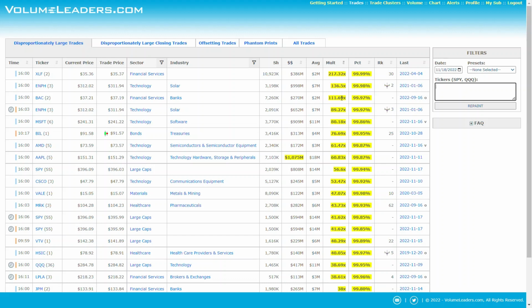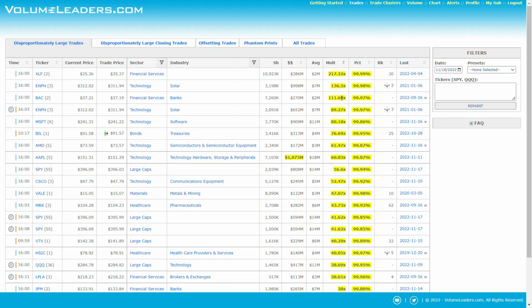And when you sort them in descending order, you see that we've got XLF and ENPH and BAC and so on, all showing these very large relative sizes. This is 217 times larger than average. This is 136 times larger than average, and so on. And if you see them highlighted in yellow in this multiplier column, that just means they're greater than 20 times larger than average. And this is just an arbitrary measure that I came up with.